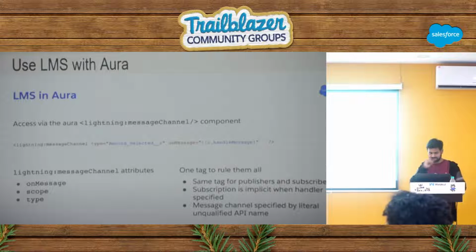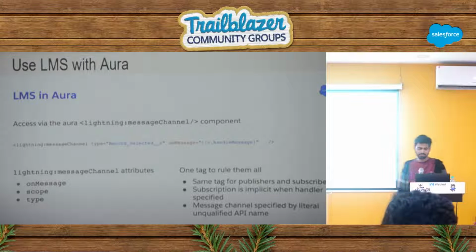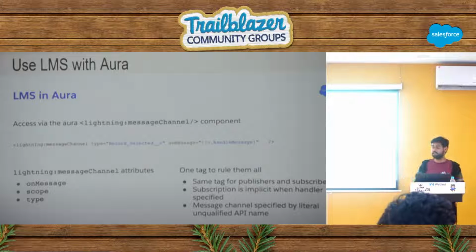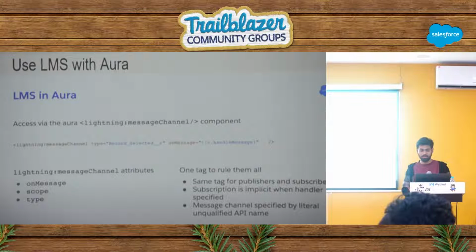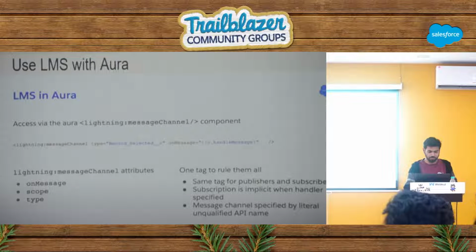Similarly, in Aura, there is a lightning:messageChannel tag, using which we communicate through the Lightning message channel, and it has three attributes: onMessage, scope, and type. Type decides which message channel you want to use in the Lightning message service, like through which message channel you want to send messages. And onMessage, this attribute decides whether the component you are using is a publisher component or a subscriber component. In Aura, they don't have any publish or subscribe method like that. They have a simple attribute, onMessage.